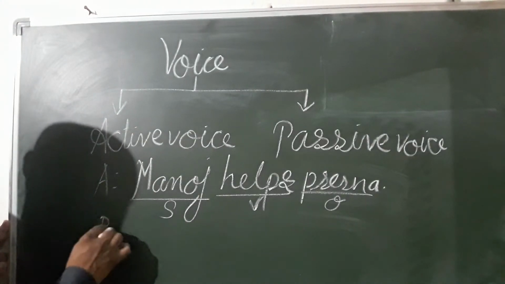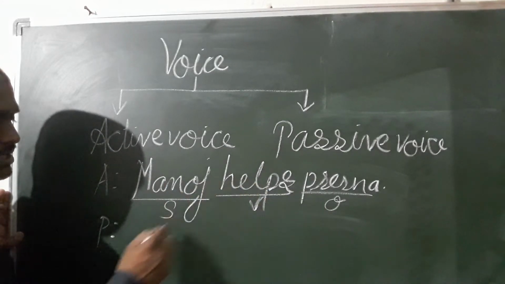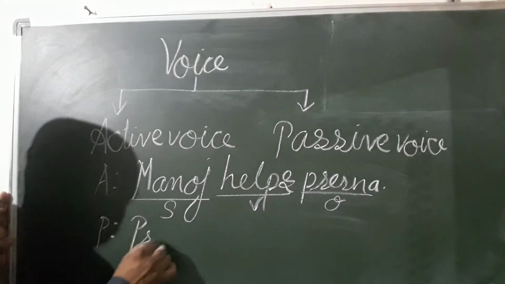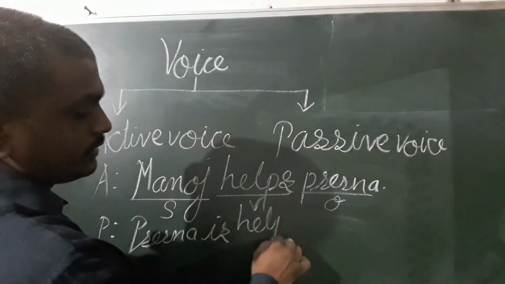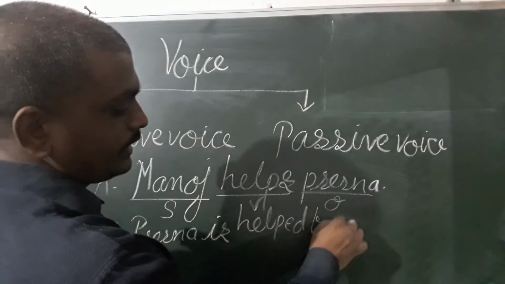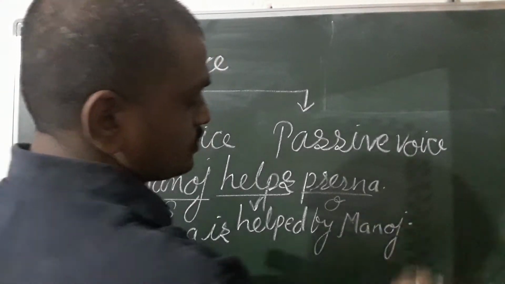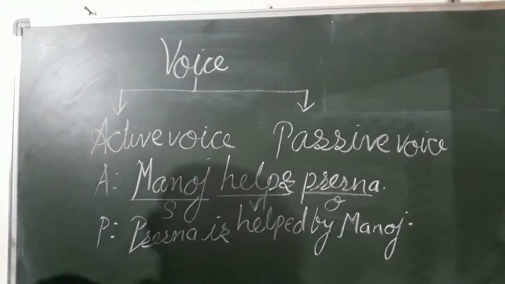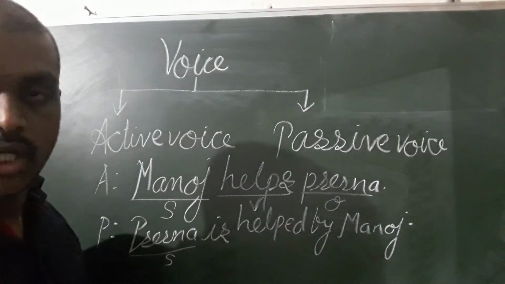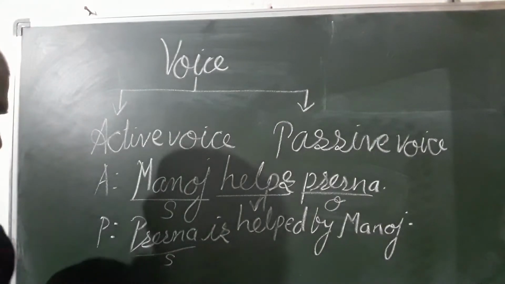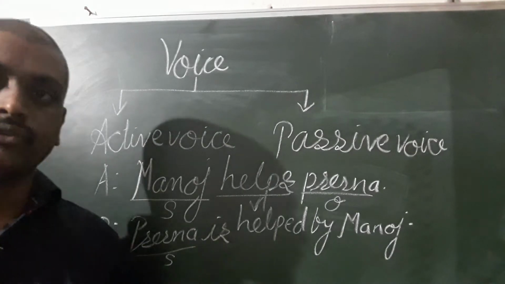If you want to change this active into passive, we simply have to pick up the object first. We have to take it like this: Prerna is helped by Manoj. In this sentence you can see that the receiver of an action comes first, and he is not doing any kind of action. So this is a passive voice. The sentence Prerna is helped by Manoj comes in the form of passive voice.